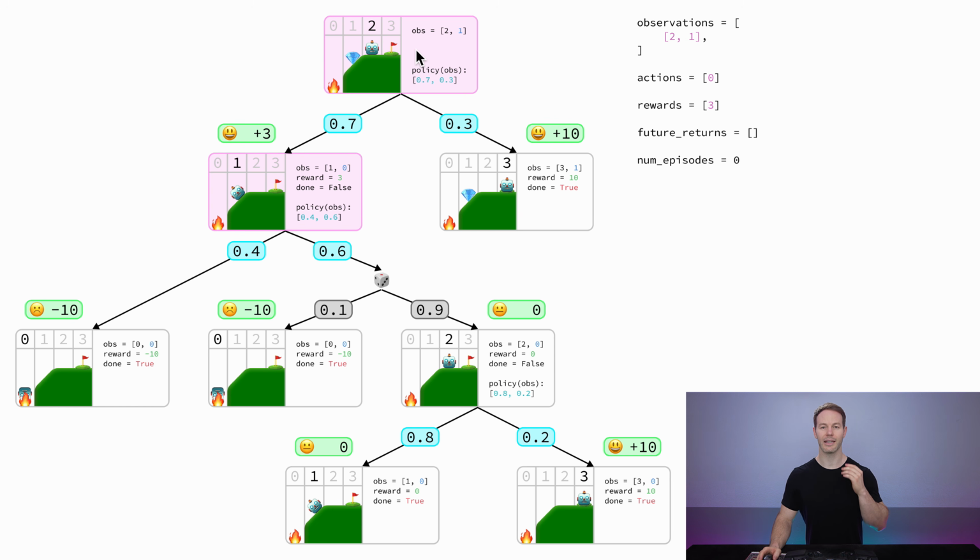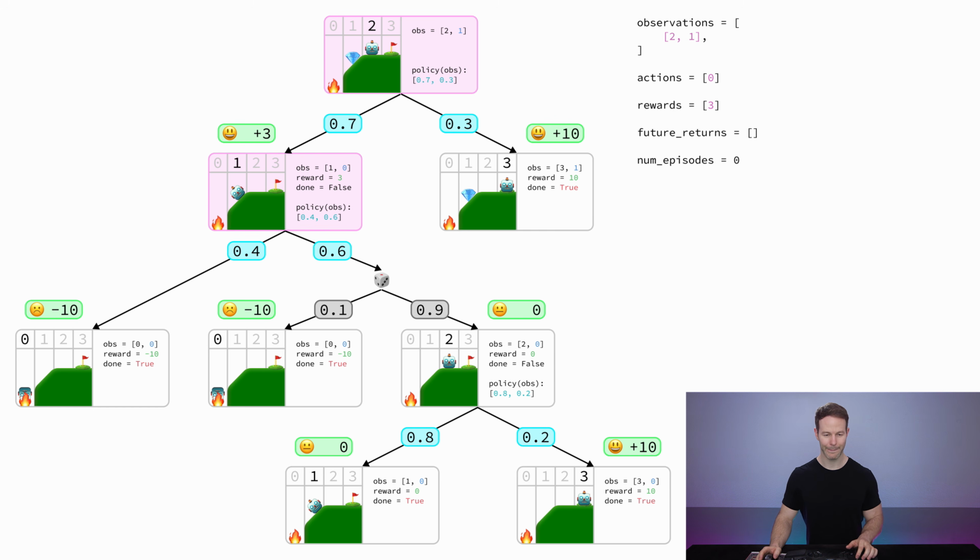So we start off taking our first episode and we're going to sample our first action. Let's say first we go left and we end up in this state down here, and we're going to add this observation to our list of observations. Our action of going left, here left will be 0, right will be 1. We'll add that to our list of actions. We'll see we got a reward of 3, so we'll add that to our list of rewards.